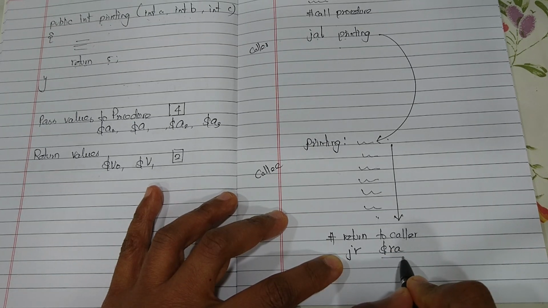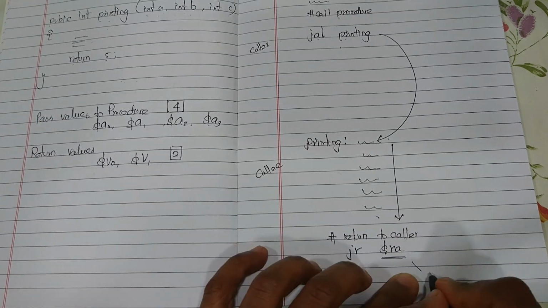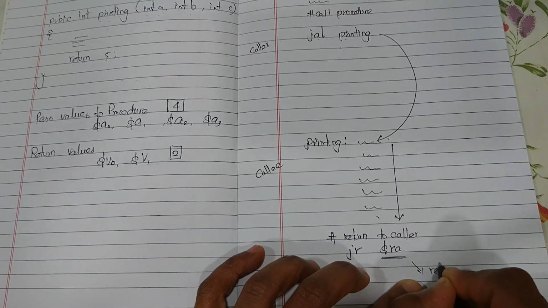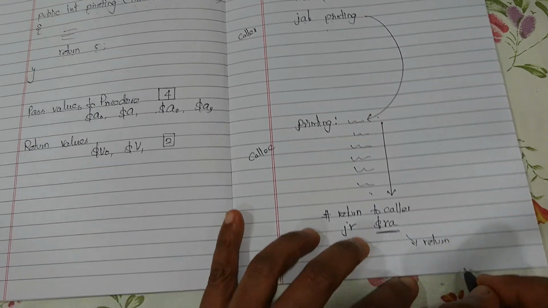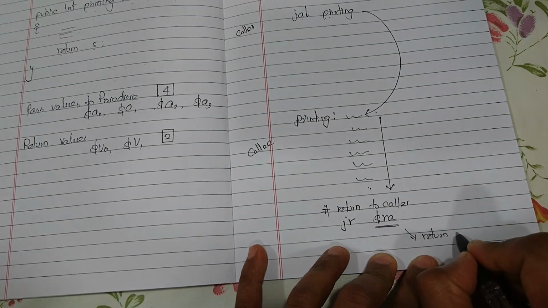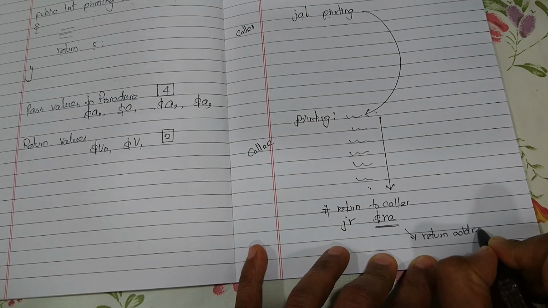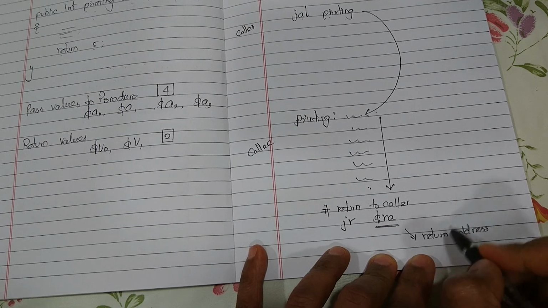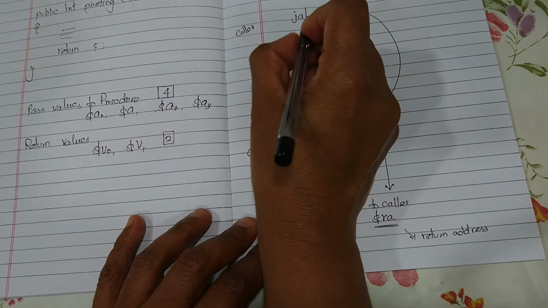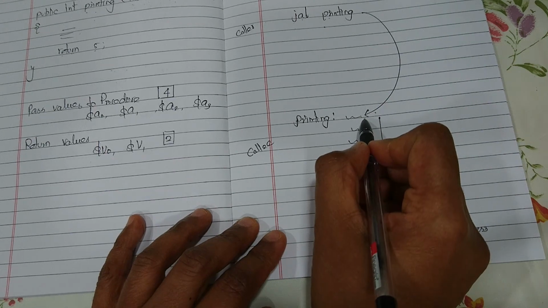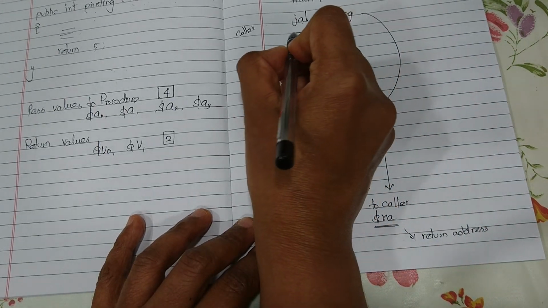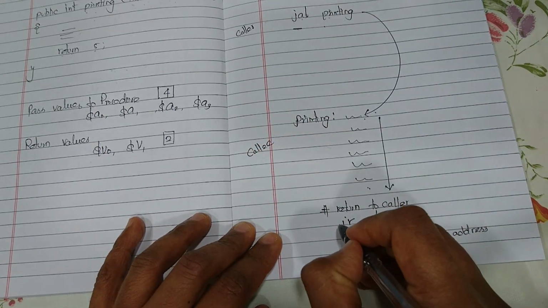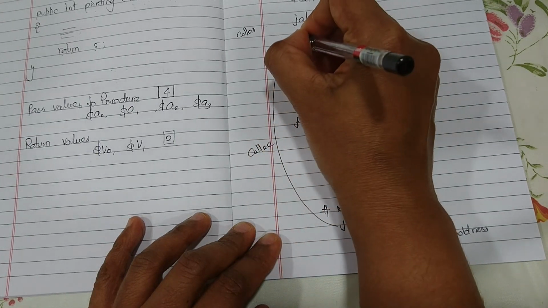Actually this is a register in MIPS. It contains the return address. So this RA contains the return address. What do you mean by return address? Where to return, where to come back. To come back to the next line, because from here I come to the procedure. After finishing the procedure, I have to go to the next statement. So that is the return address.